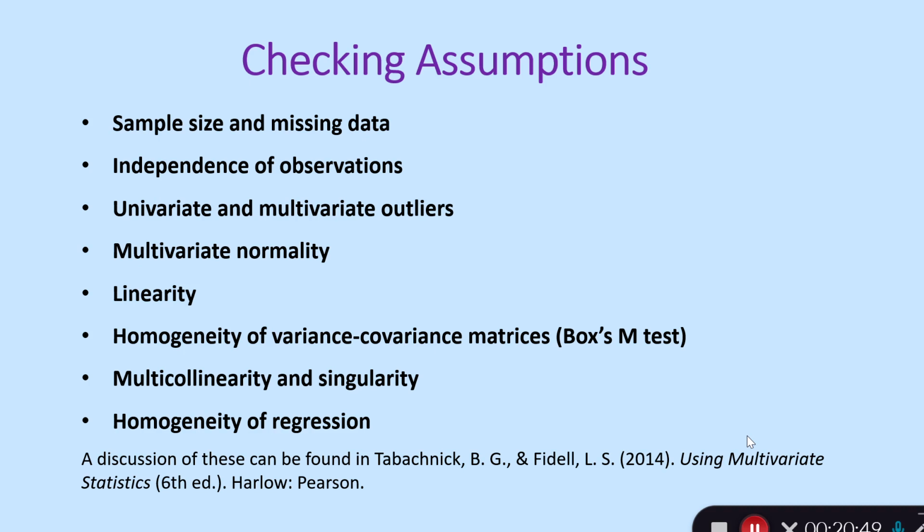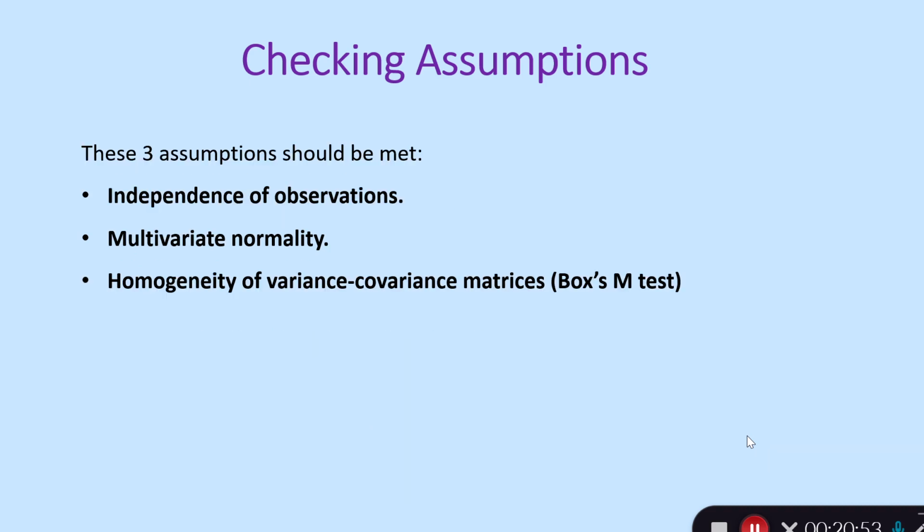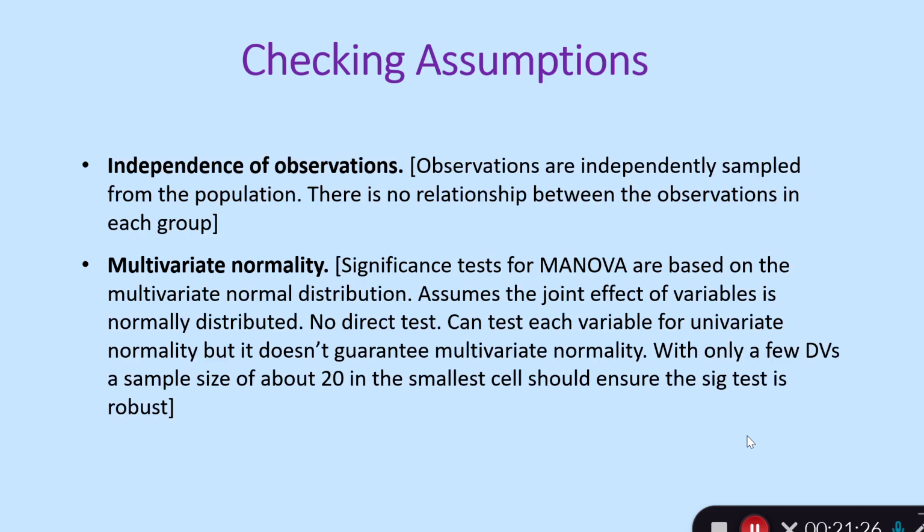But of these, there are three really, at a minimum, that we need to meet the assumptions for, and those are the ones I'm going to focus on. If you want to know more about the others, have a look at the Tabachnick and Fidell textbook. So the three assumptions that we really need to meet are independence of observations, multivariate normality, and what's called homogeneity of variance covariance matrices, which we can test with what's known as Box's M-test. I'll say a bit more about each of these in turn.